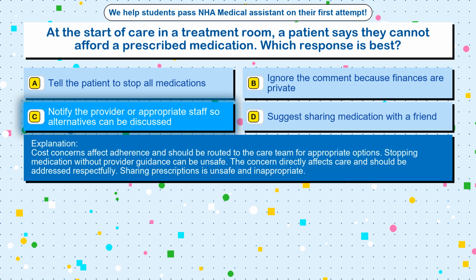Cost concerns affect adherence and should be routed to the care team for appropriate options. Stopping medication without provider guidance can be unsafe. The concern directly affects care and should be addressed respectfully. Sharing prescriptions is unsafe and inappropriate.